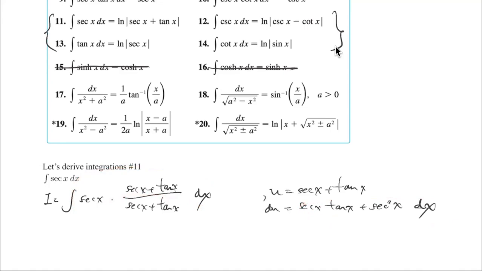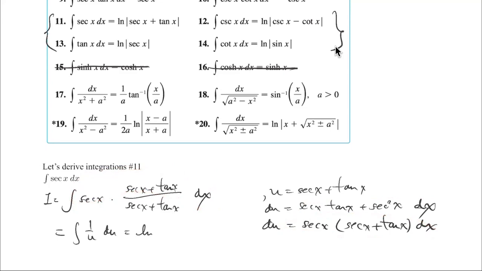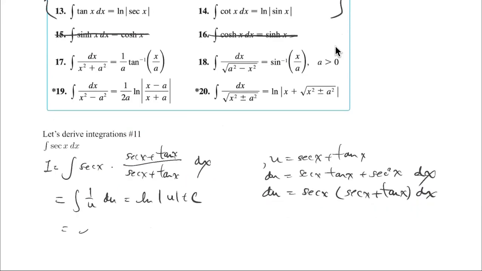To make it more obvious, let's factor out the secant x. Then we're left with secant x plus tan x. I know I swapped the order. So this expression right here is equal to this. That's du. So it becomes 1 over u du. If that's the case, the answer is ln of the absolute value of u plus c. But what is u? That's ln of secant x plus tan x plus c.